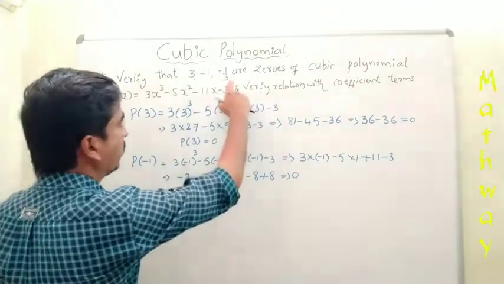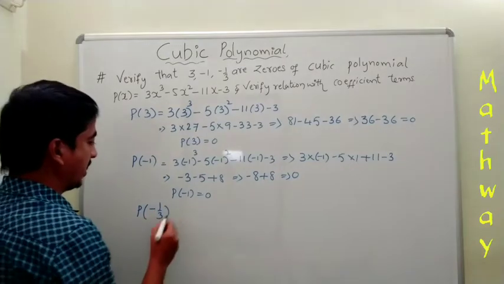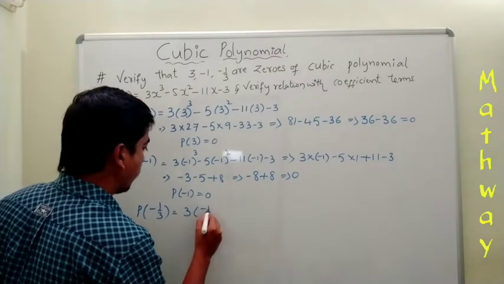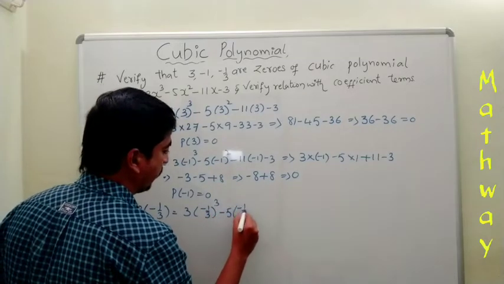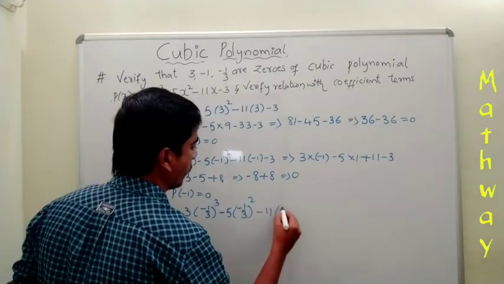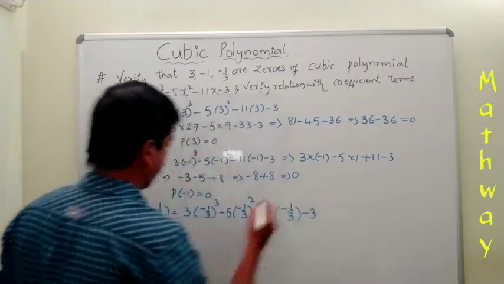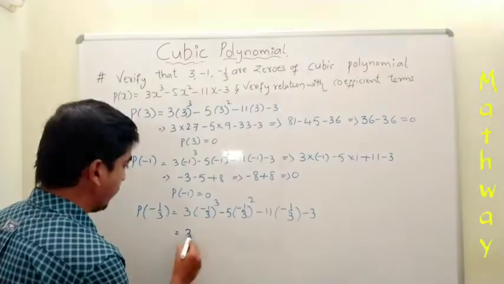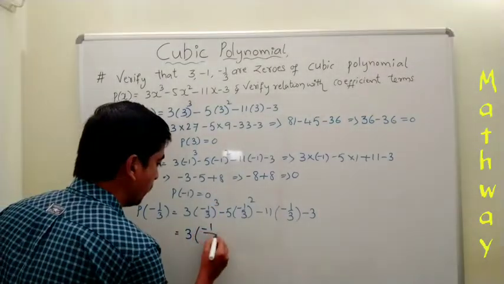Let us check the third value, that is minus 1 by 3. P of minus 1 by 3. Substitute here. Then we get 3 of minus 1 by 3 whole cube minus 5 of minus 1 by 3 whole square minus 11 of minus 1 by 3 minus 3. So here minus 1 can be taken for both terms. This step will become 3 of minus 1 cube by 3 cube.